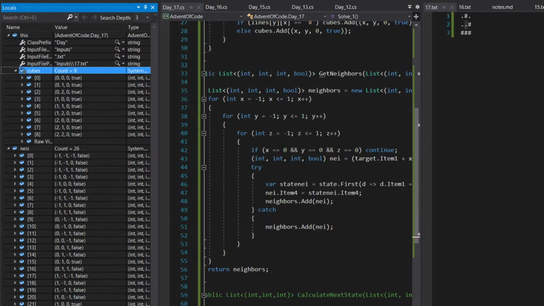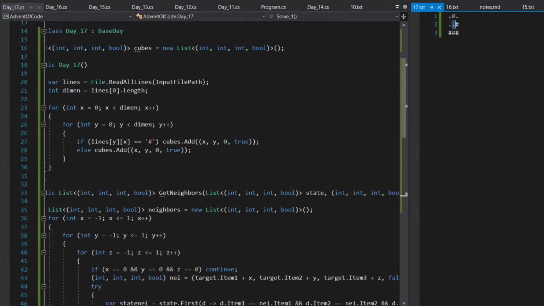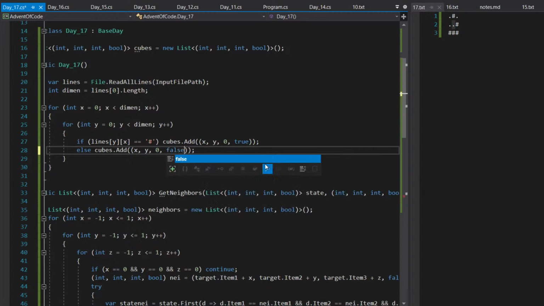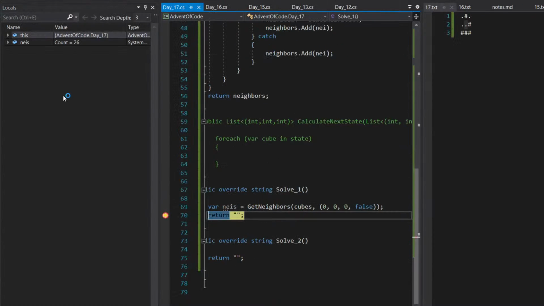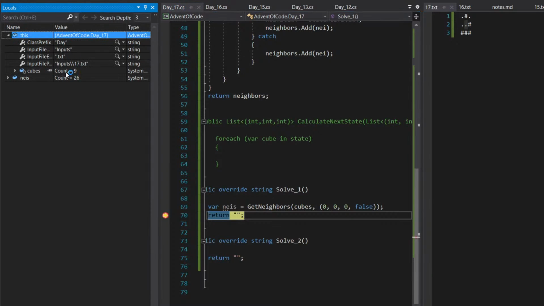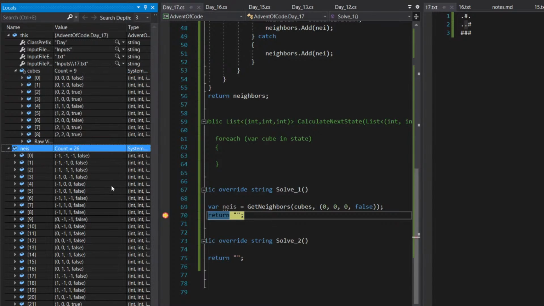Oh. I messed something up here. Oh. Whoops. Accidentally set all the cubes to active. Okay. 0, 2, 1, 0. Looking good. Neighbors. I have 1 true, which is correct. It's this guy.